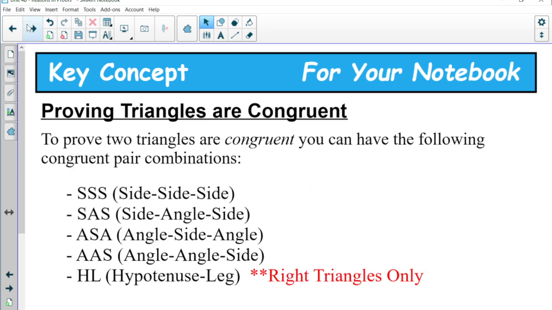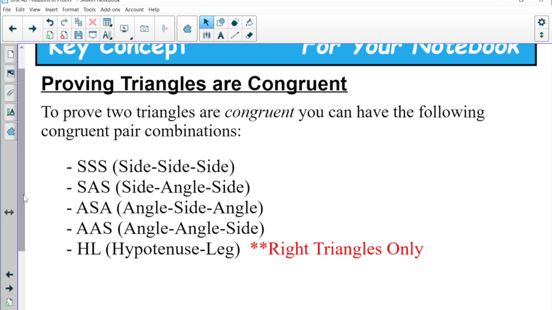Let's see if we got those methods down. It's side, side, side; side, angle, side; angle, side, angle; angle, angle, side; hypotenuse, leg. You just need to write down the abbreviations. Remember, hypotenuse leg is only for right triangles. Again, nothing new here. I have not shown you anything that you haven't seen before. Remember the difference between angle, side, angle and angle, angle, side is whether the side is included between two angles. That's a visual in the diagram. Is the side included between those two angles?